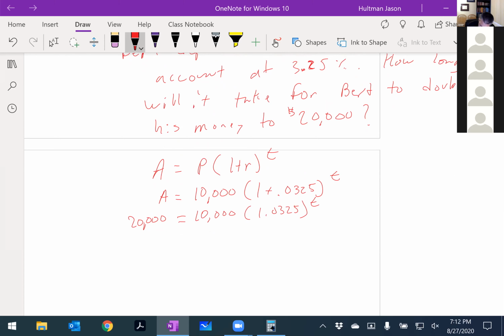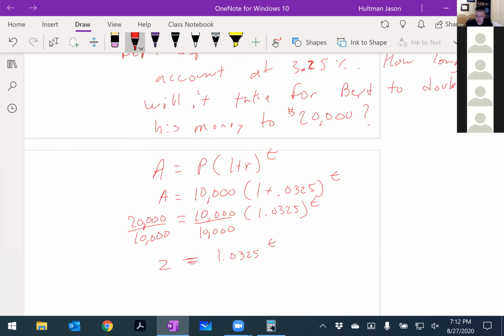So this is going to be divide by 10,000, and then divide this by 10,000. So this becomes 2 is equal to 1.0325 to the t power.